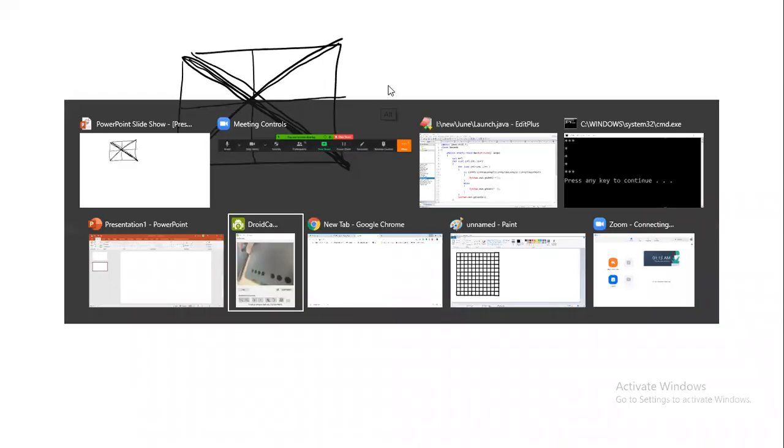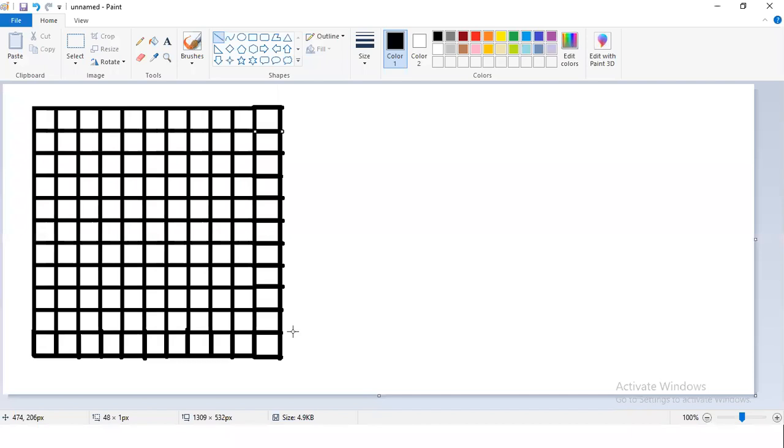So if I want to get this line, what is the logic here? How to get that line? Okay, let's see. I'll go to Paint here. I'll use a pen. I want to draw stars here like this.